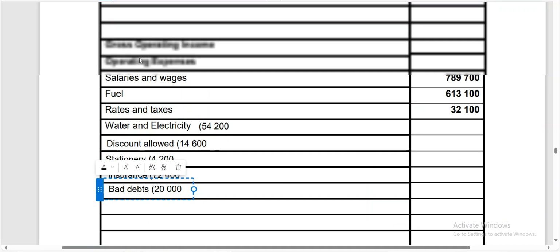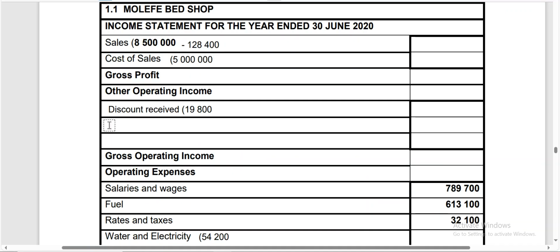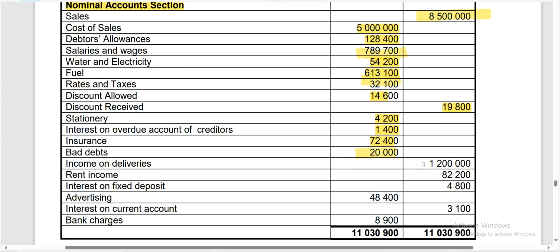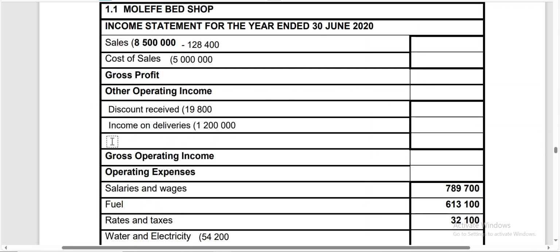be part of our other operating income. So we have income on deliveries, and remember our answer is 1,200,000, so we have already entered it. And then next we have rent income for 82,200, so that rent income will come here.